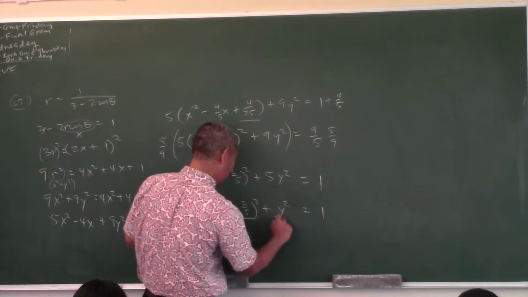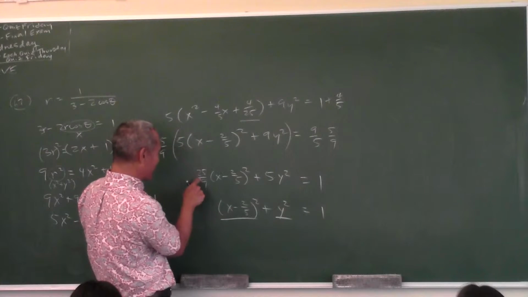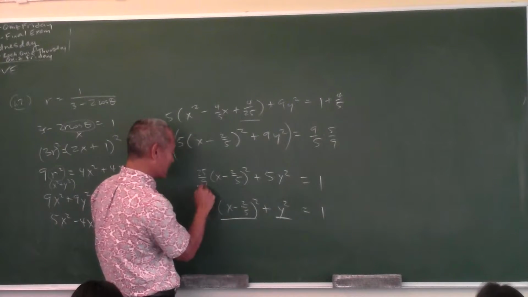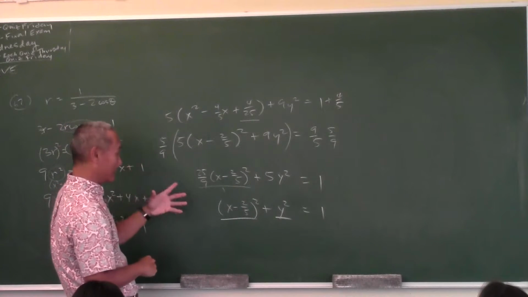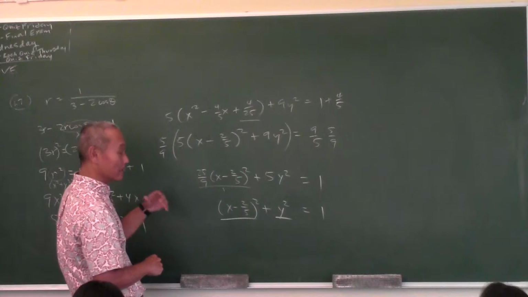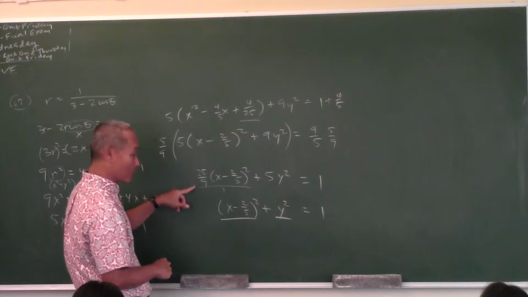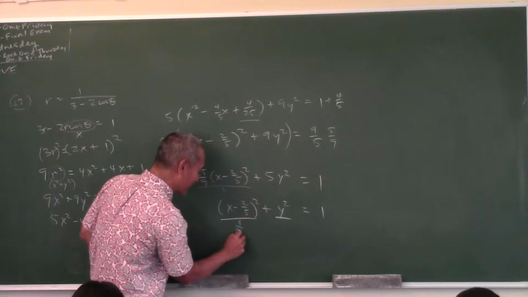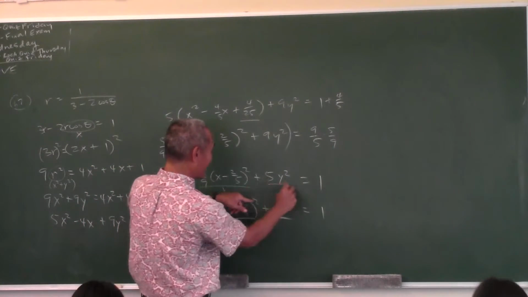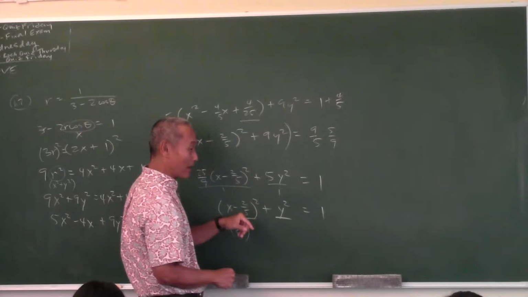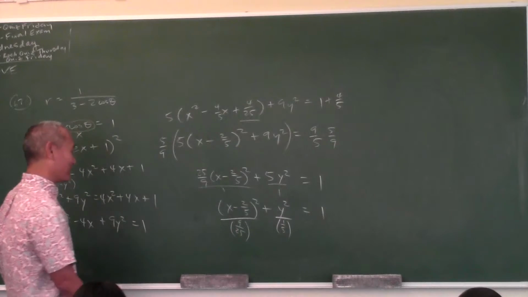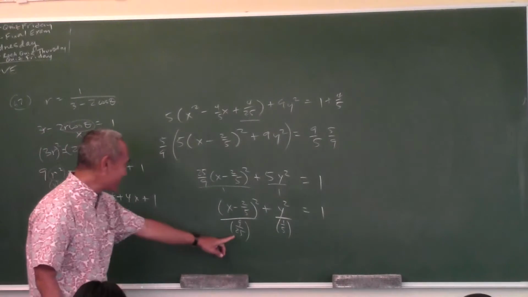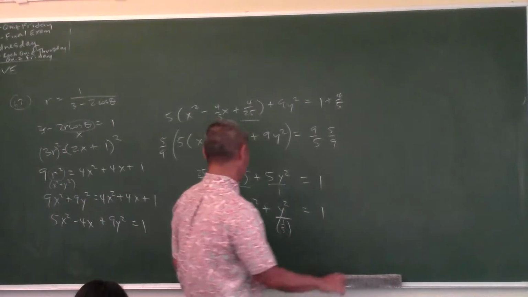So how do I get rid of this 25/9 here? This is like over 1. Multiply top and bottom by, how do you get rid of 25/9? Multiply by 9 over 25, so 9 over 25. Same thing here. How do I get rid of this 5? Multiply top and bottom by 1/5. That's terrible. And well, at least this one you can square root it.